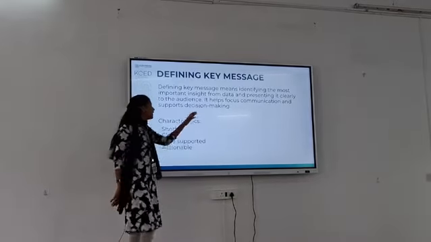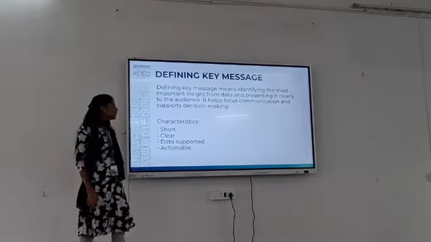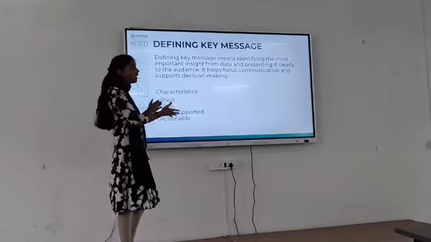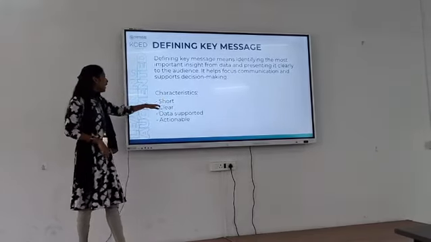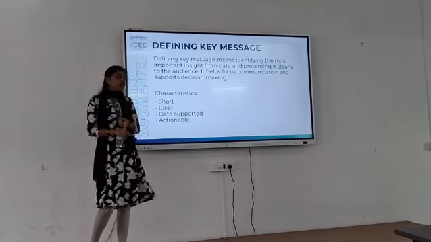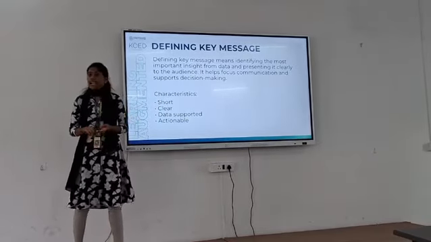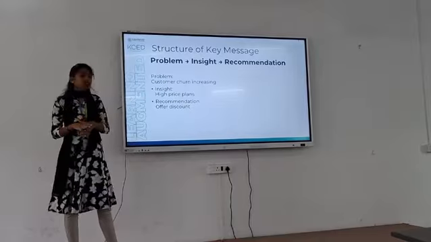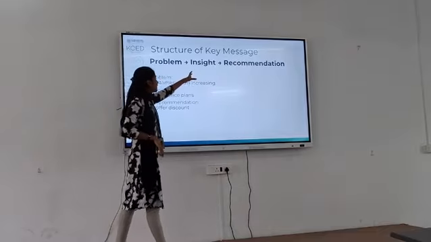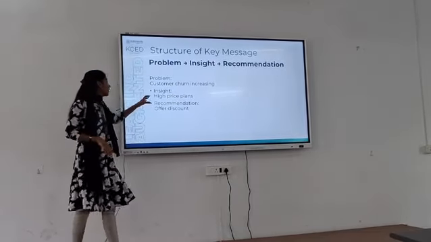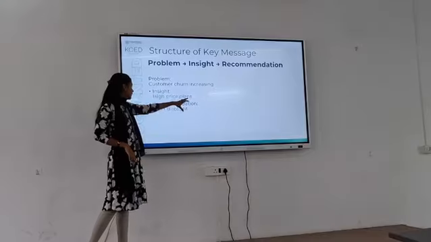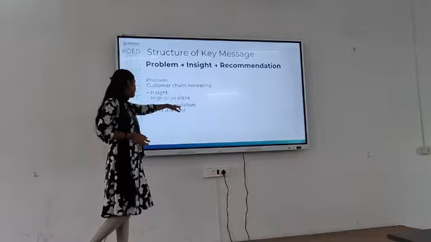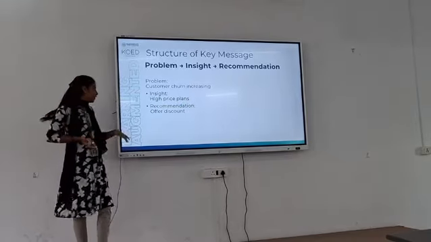Then the third topic is key messages. What does key message mean? Identify the most important insight from the data and present it clearly to the audience. The characteristics of a key message are short, clear, data supported and actionable. The structure of a key message is: problem, insight, recommendation. For example, the problem is customer churn increasing, the insight we can take from this is a higher price plan, so what we can recommend is to offer a discount.